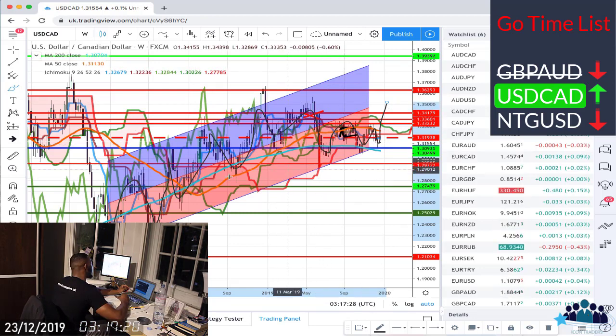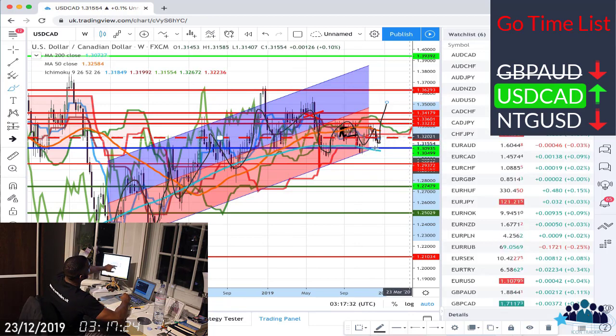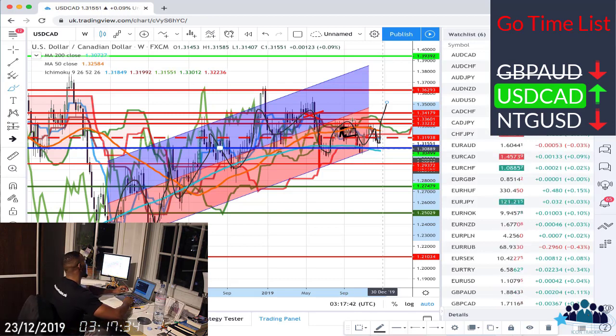Beautiful. It's fallen to the bottom side of our, what's it called, regression trend, and even if we are to see a fall any further than, I would say, 1.30889, what we do is we cut our losses, and then there's a certain trick.